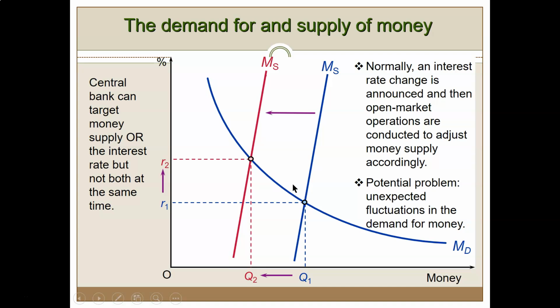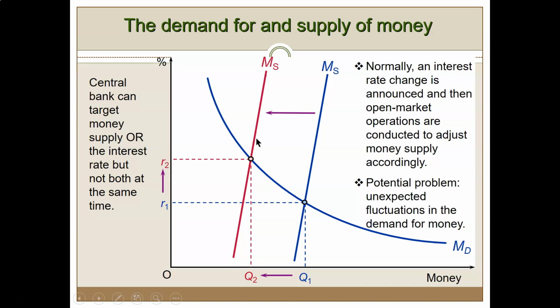The problem with this policy, why it's sometimes difficult to target interest rate, is instability of money demand. With this diagram, we assume that money demand remains stable, that we will move along the same money demand curve. We want to move to this point, which means that we simply need to shift money supply by a certain amount.